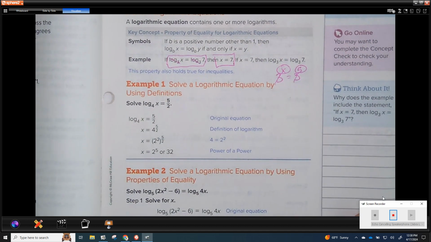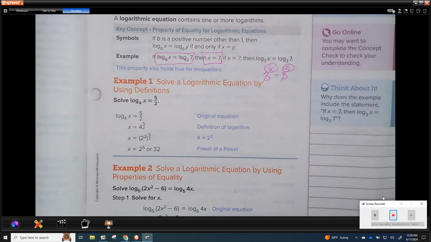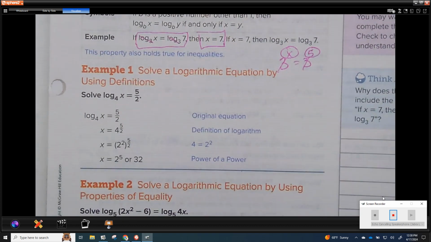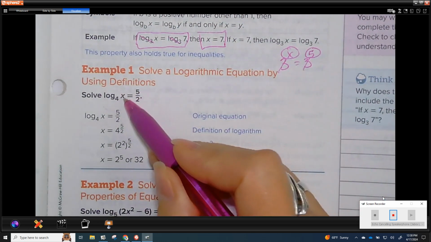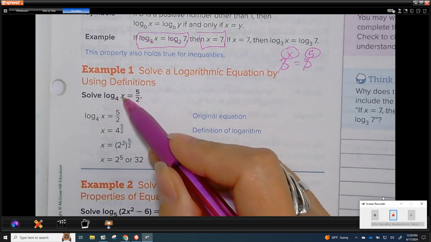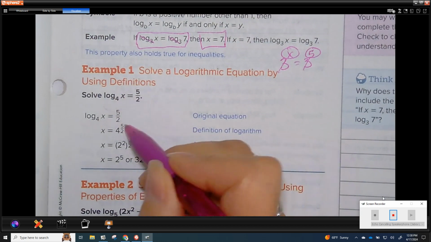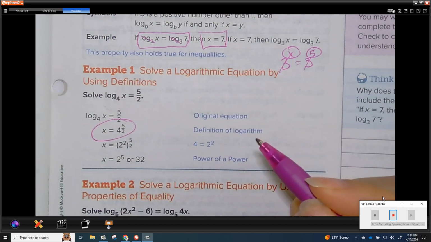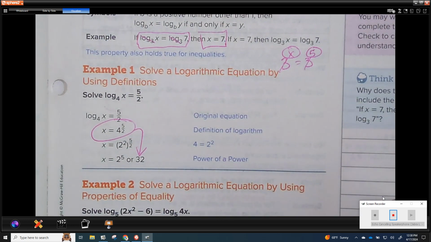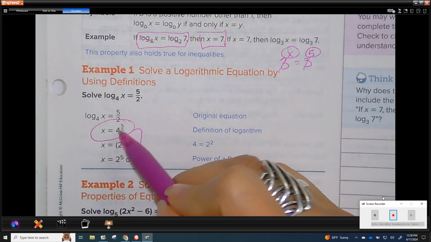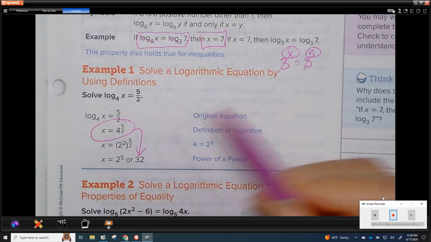All right, solve log equations using definitions. So we have this, and since there's just one x with the answer, we could rewrite this as an exponent right there. So 5/2 is your exponent. I would put it in the calculator, or if you know, that's the square root of 4 raised to the 5th, which is 2 to the 5th, which is 32.